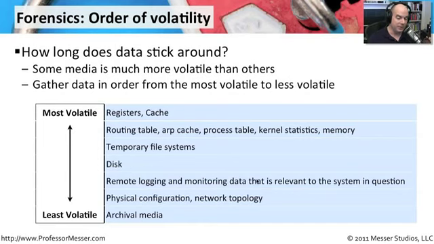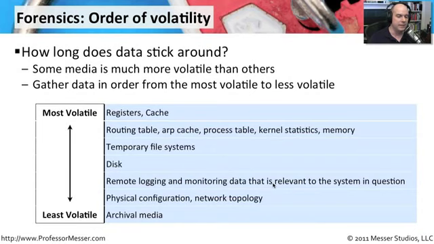Remote logging and monitoring data. If there's information that went through a firewall, there are logs in a router or a switch. All of those logs may be written somewhere. The problem is that on most of these systems, their logs eventually overwrite themselves. Sometimes that's a day later. Sometimes that's a week later. Sometimes it's an hour later. But generally, we think of those as being less volatile than something that might be on someone's hard drive.